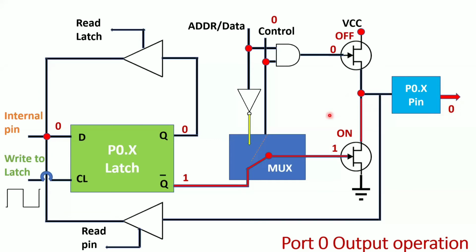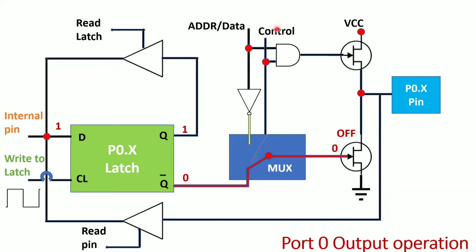Now I want to send the 1. We'll take the same operation. Now I will write 1 here. I will apply the latch signal. So whenever the clock signal is 1, the D flip-flop will send the output to the Q, that is 1. And what happens to this Q bar? It becomes 0. Whenever this is 0, the transistor becomes off, right? And what happens to the control signal? I am using the output operation. I am not using the address and data operation. That's why the control signal is 0.